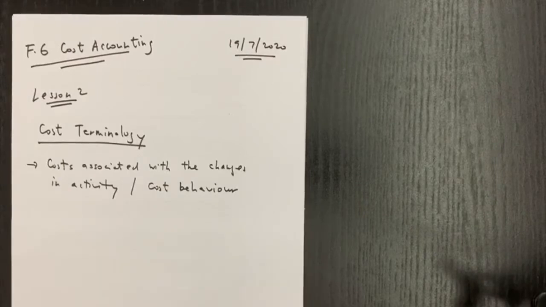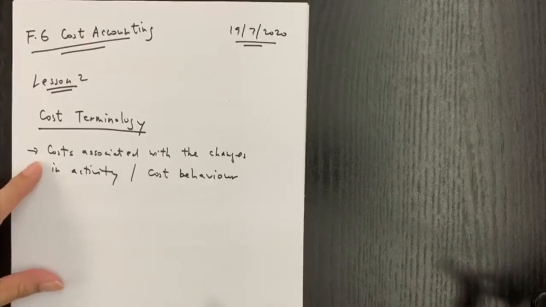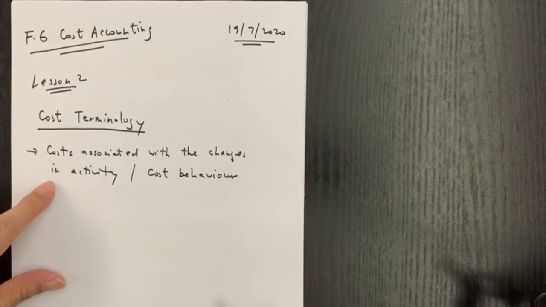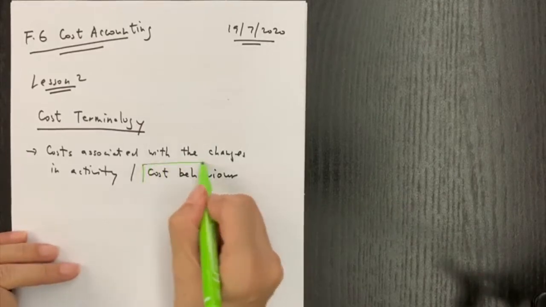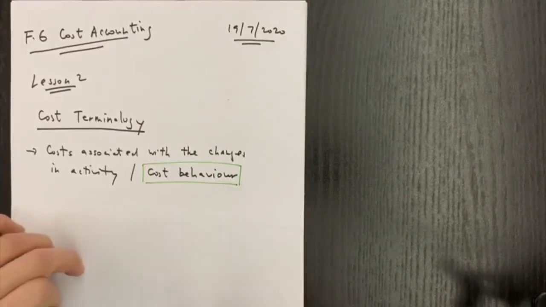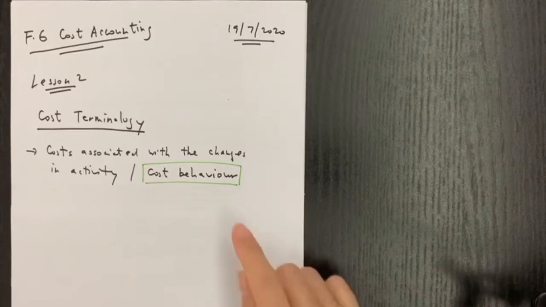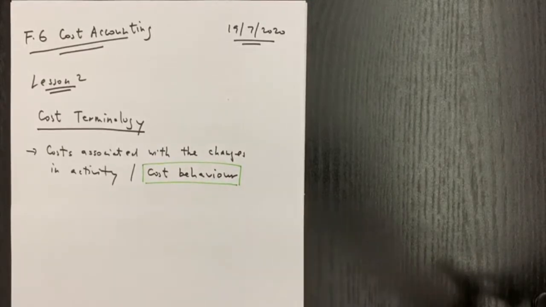Alright, so we will look at some of the costs concepts or terminology, which is the special words or expressions that we use in costs accounting. So the first thing is about costs associated with the changes in activity, and we also have another term. We call that costs behavior. And then I'm going to use some examples to show you the meaning of costs behavior in today's lesson.